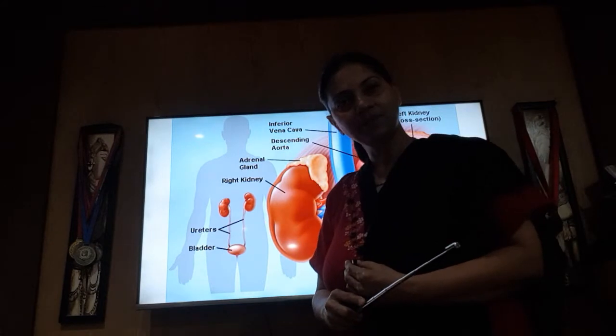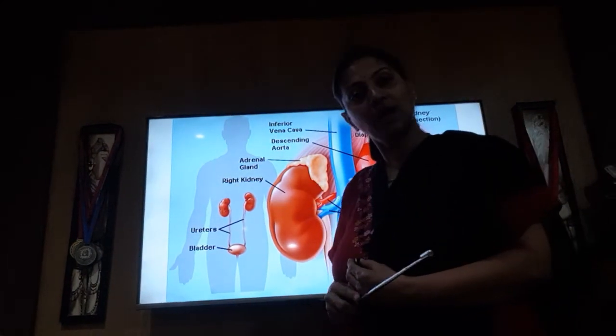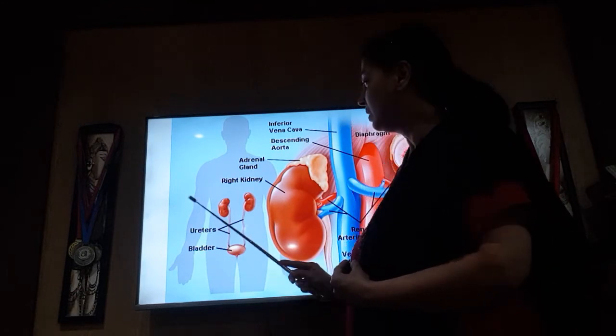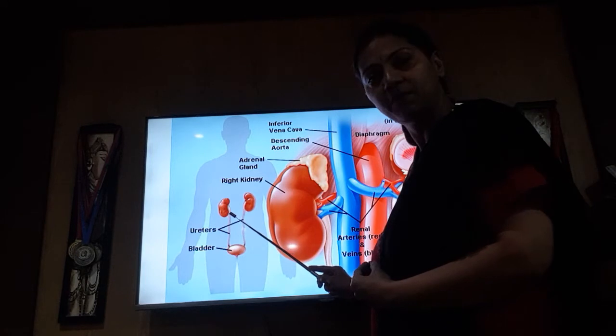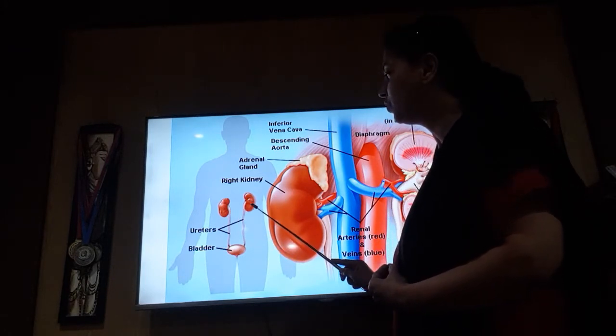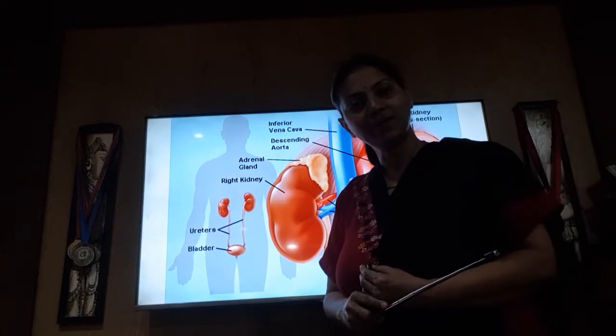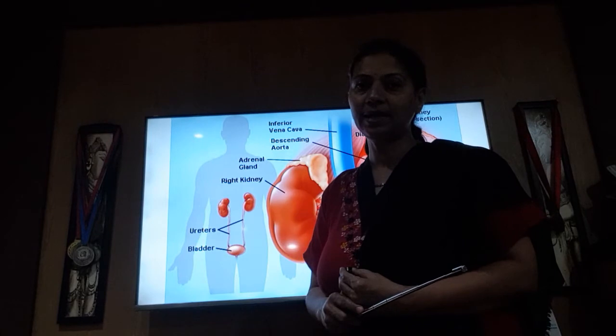Is it clear? Now we are left with the lower region. The lower region is again the same, just like the lower region here. That means colic impression, jejunal impression. Here also colic impression and jejunal impression. So this is the anterior relation of both kidneys, right and left.